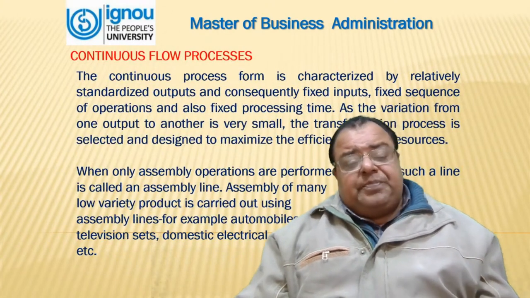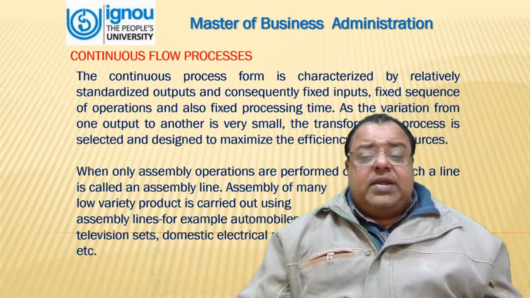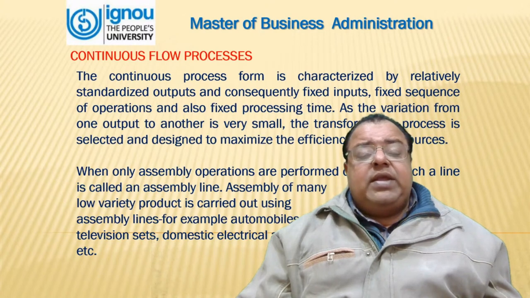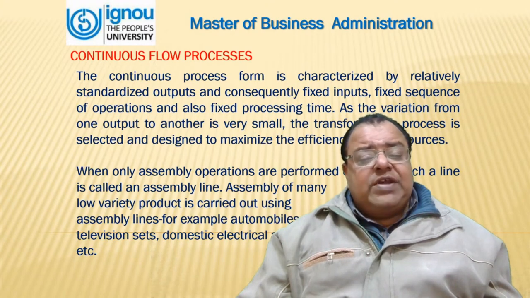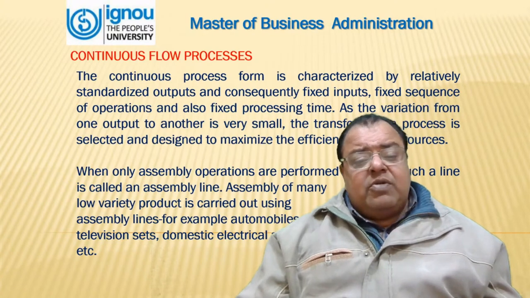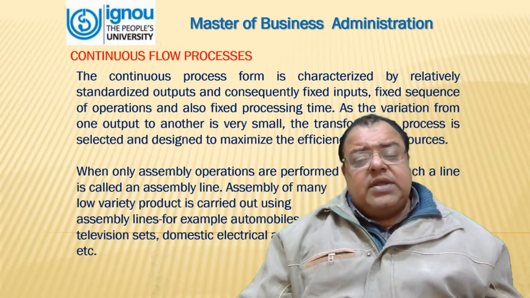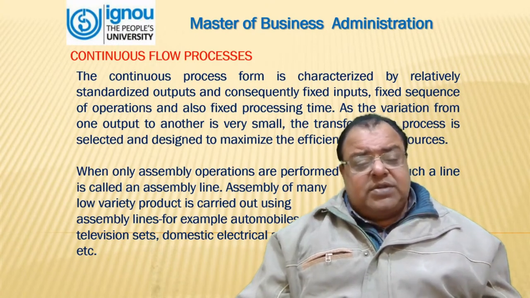Continuous flow process. Continuous process form is characterized by relatively standardized outputs and consequently fixed inputs, fixed sequence of operations, and also fixed processing time. As the variation from one output to another is very small, the transformation process is selected and designed to maximize the efficiency of the resources.